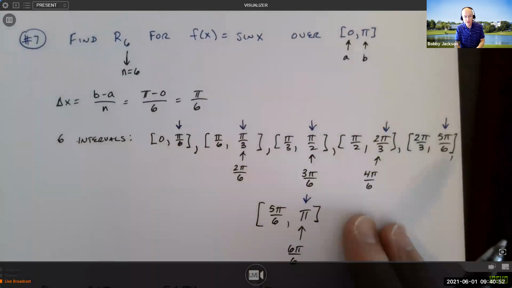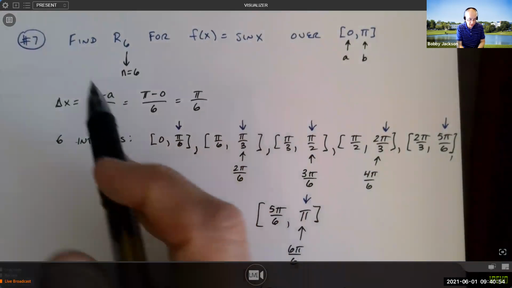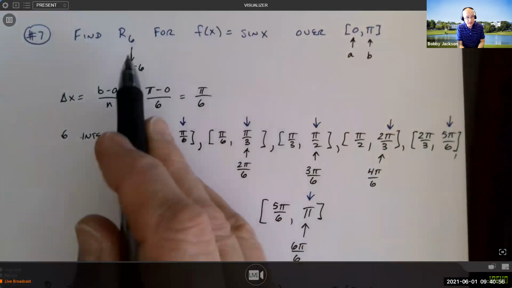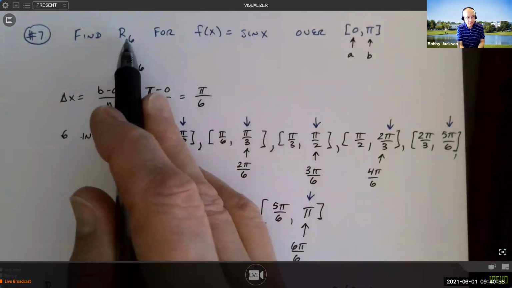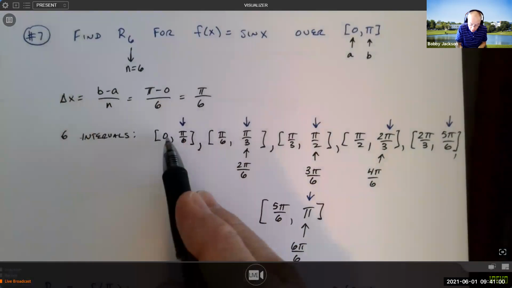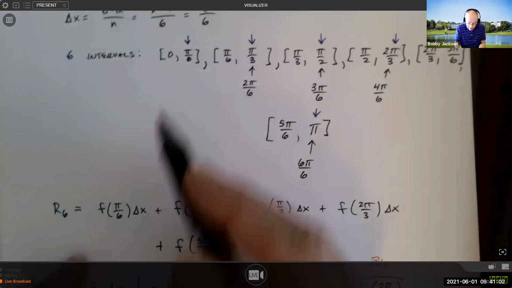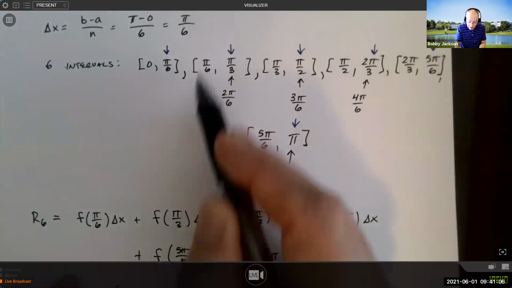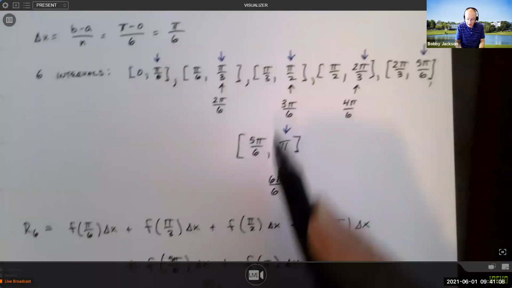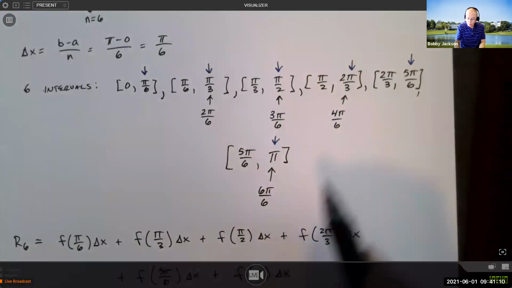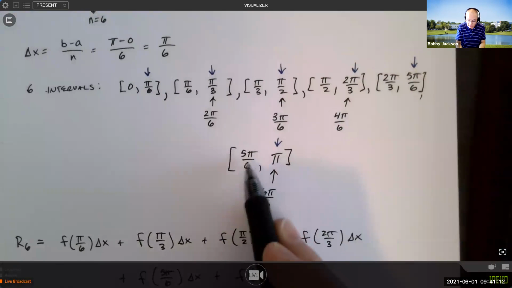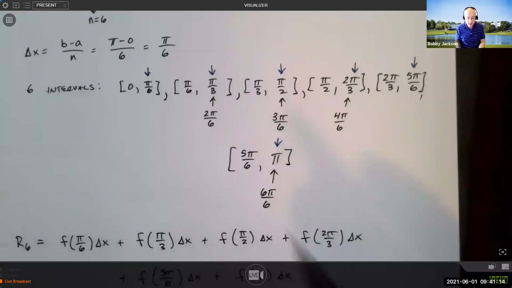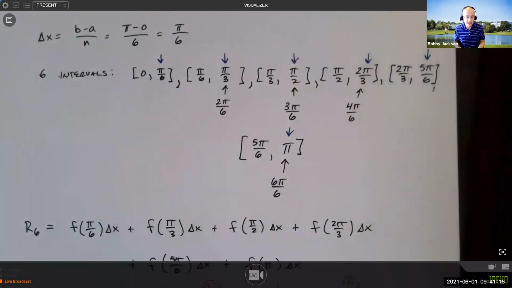I just list all those out, and then if it's R, I use the right-hand endpoints. If this was L6, then what would I be using? I would start with 0. I would have f of 0 first, and then f of pi over 6, then f of pi over 3, then pi over 2, then 2 pi over 3. And I would stop at 5 pi over 6. I would not include pi as one of the inputs for the heights of my rectangles.